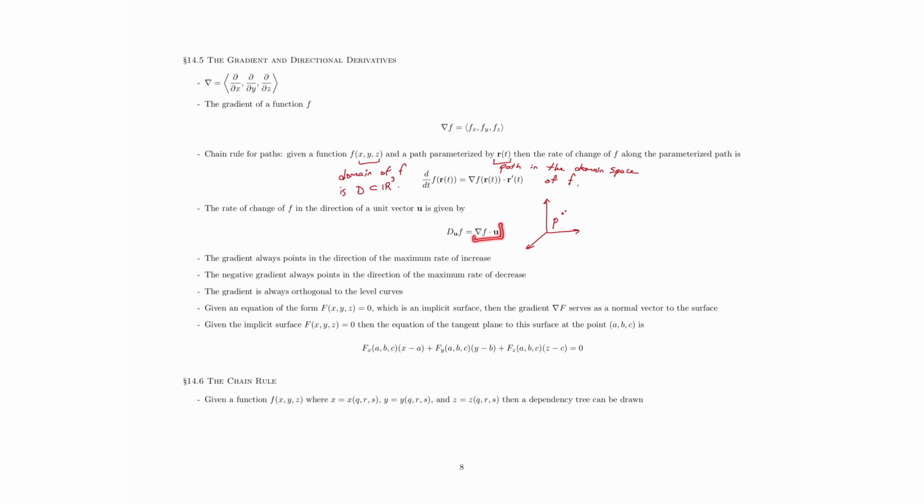Literally, I view this dot product as a way of extracting from f the rate of change of f in this direction u. So we're really just asking the gradient of f, hey, what's the rate of change in this direction u? So I always think of the dot product as like an extraction method.